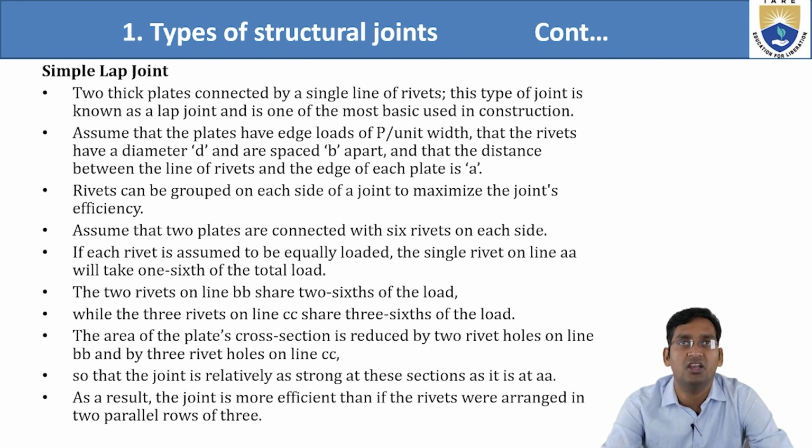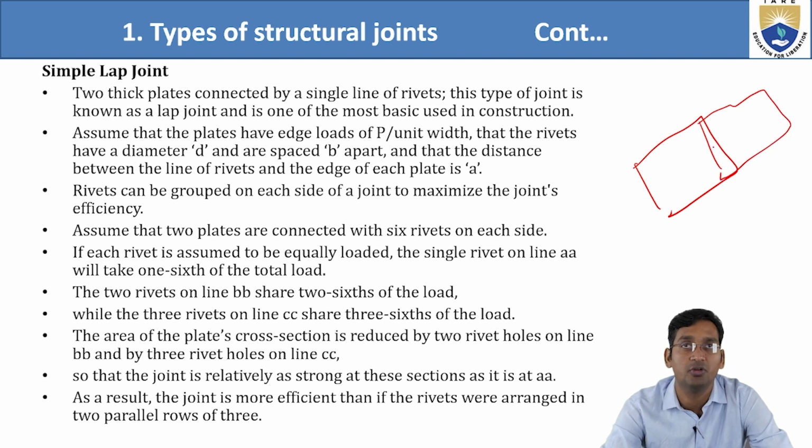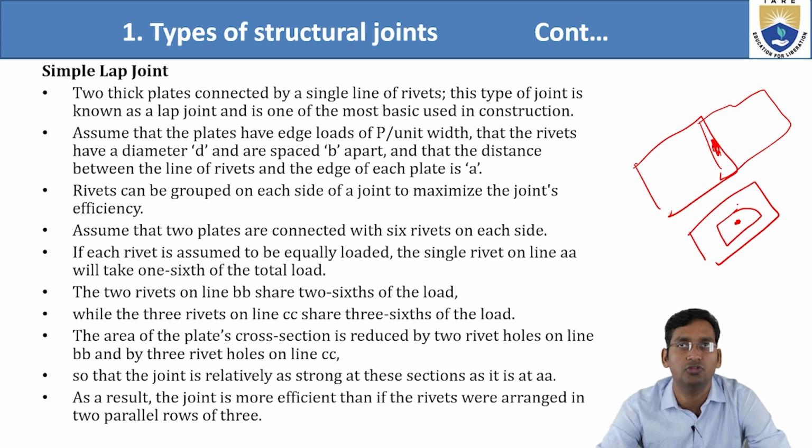Two thick plates connected by a single line of rivets. One plate, another plate, connected along a single line, and only the rivets connect them. This type of joint is known as a lap joint, meaning one over the other. Lap is like taking a baby on your lap: one plate is there, you put another over it, and fix them with a single rivet line.